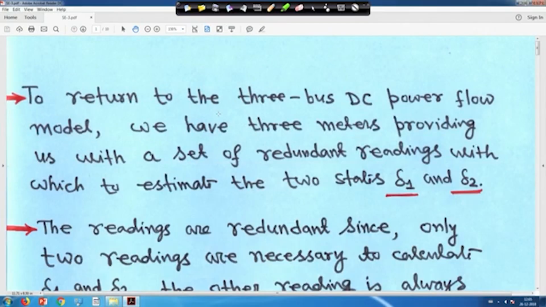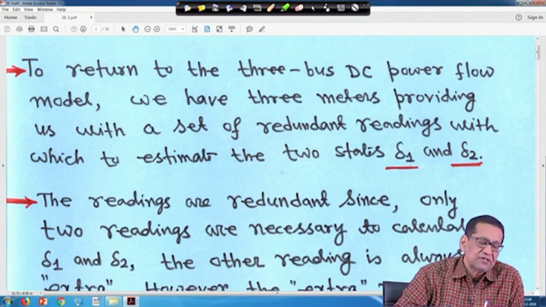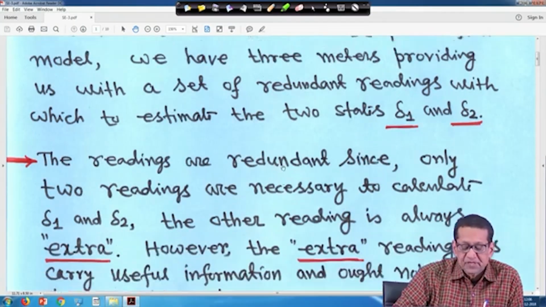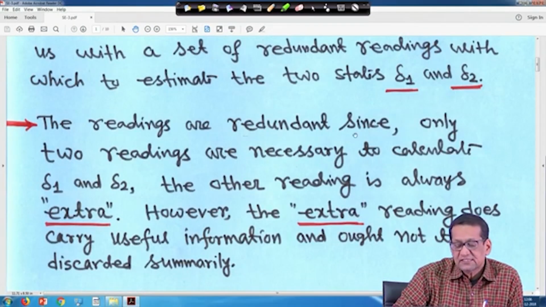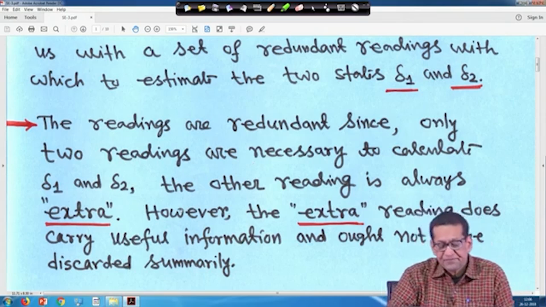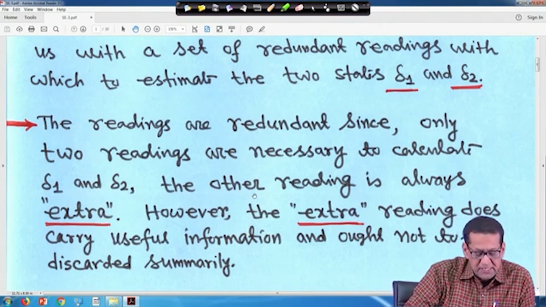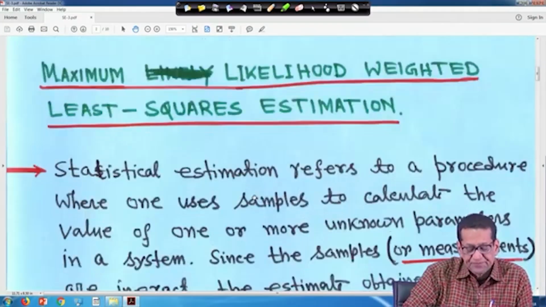Now, to return to the 3 bus DC power flow model, we have 3 meters providing us with a set of redundant readings with which to estimate the 2 states, that is delta 1 and delta 2. There are 2 states, but we had 3 measurements. The readings are redundant since only 2 readings are necessary to calculate delta 1 and delta 2. The other reading is always extra. However, the extra reading does carry useful information and ought not to be discarded summarily.